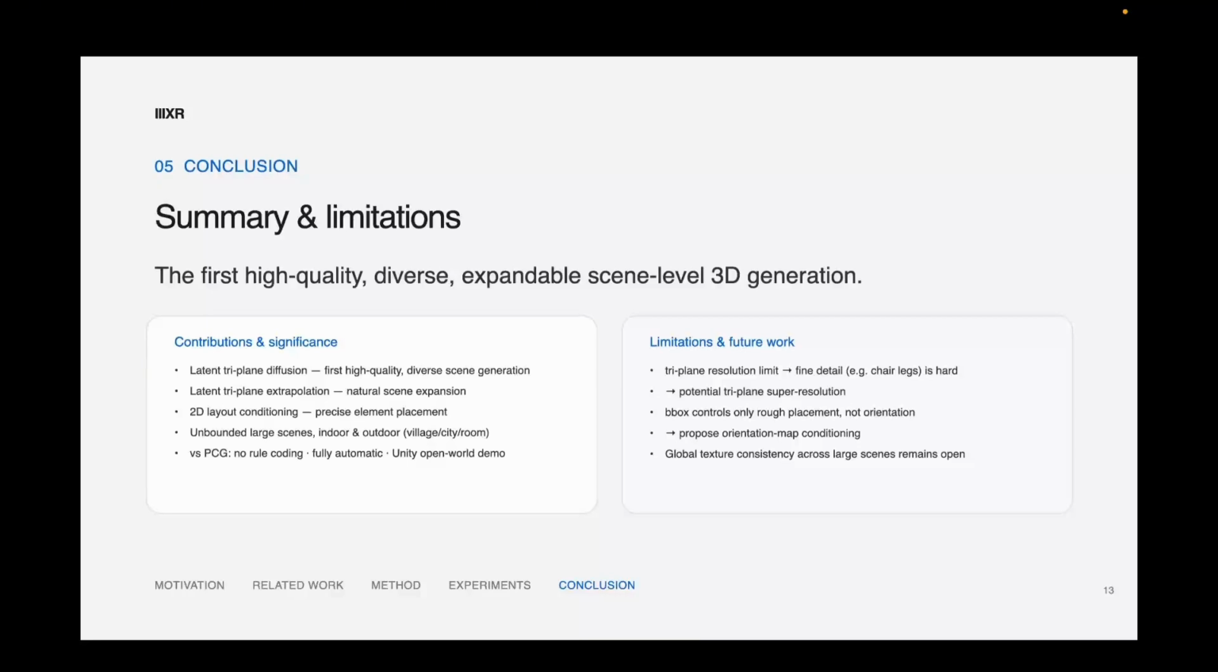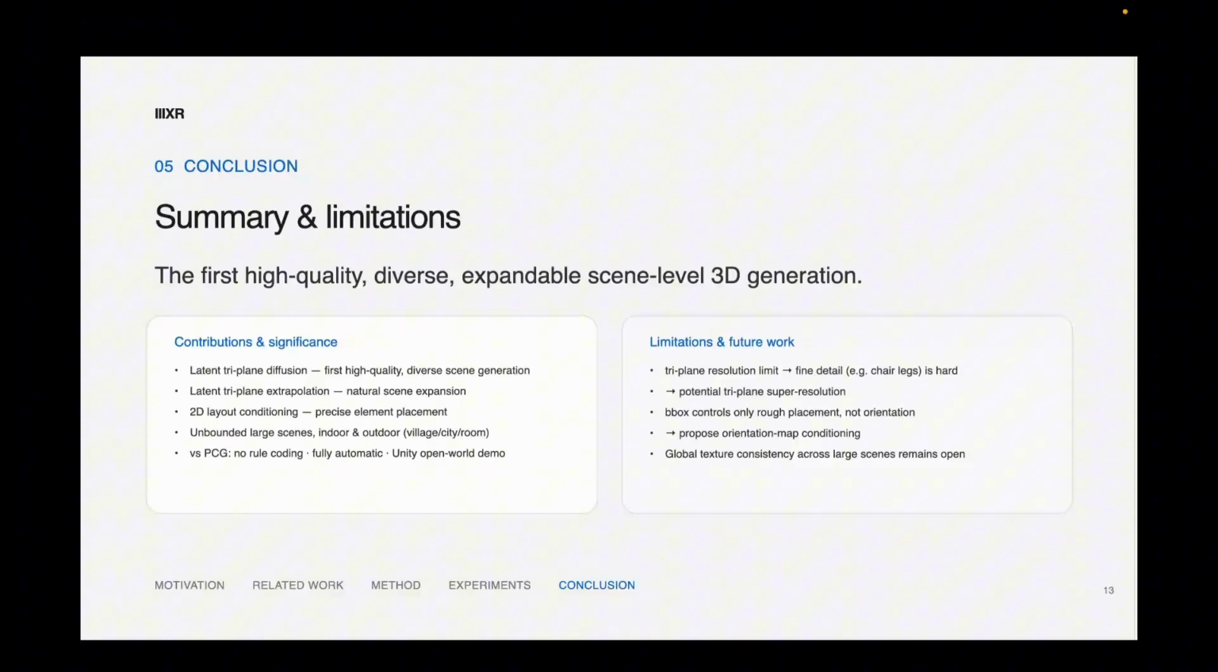To wrap up, the core contributions are latent tree-plane diffusion, the first method to get high-quality, diverse generation at the scene level, and latent tree-plane extrapolation for natural growth with 2D layout conditioning for precise control. It produces unbounded, large scenes indoors and out. And unlike procedural generation, it learns the distribution from data with no rule coding, fully automatically. They even show a Unity open world demo.